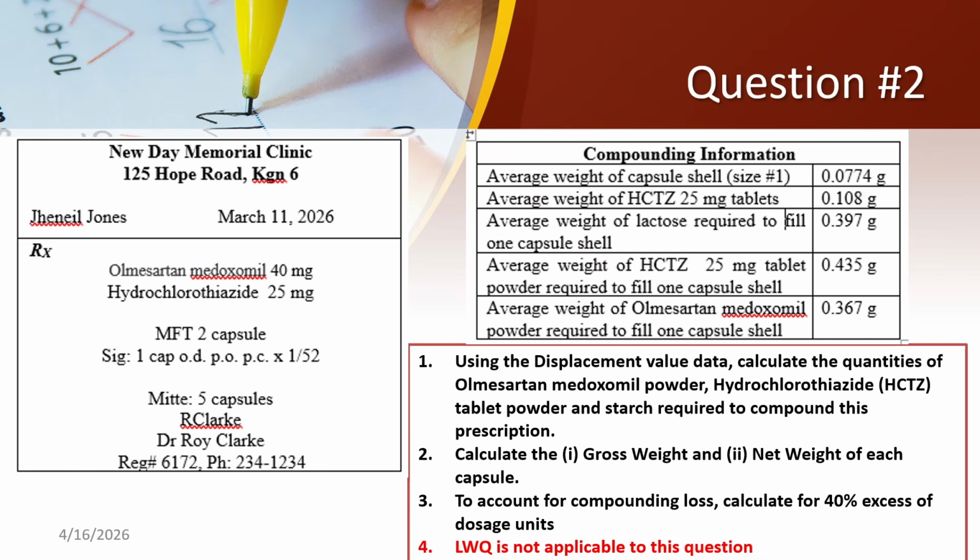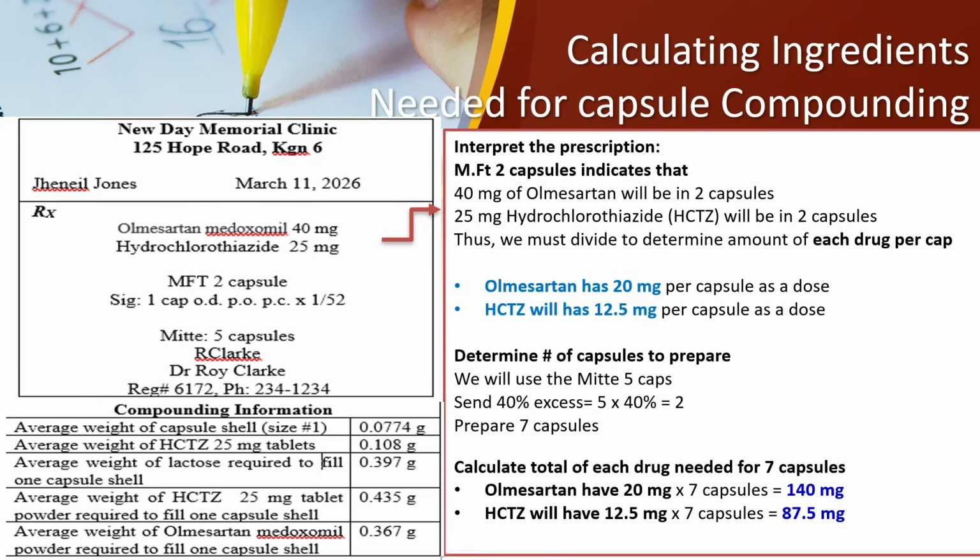The difference between the calculations we have been doing so far in capsules is that we are dealing with not only the pure powder, now we're dealing with tablet powder. Again, we're going to look at the gross weight, the net weight for each capsule, and going to calculate for 40% excess to account for compounding loss. And as usual, least weighable quantity is not applicable. First, we're going to interpret the prescription.